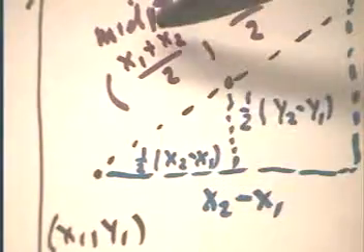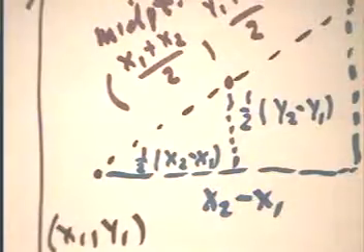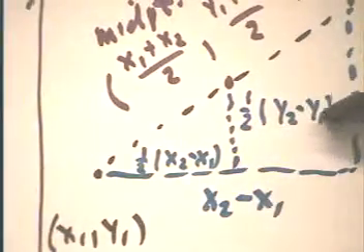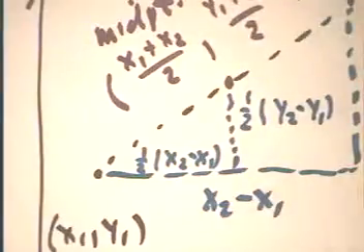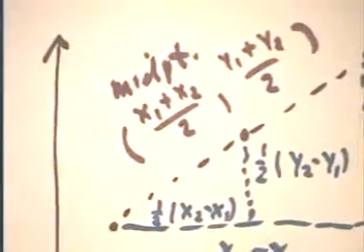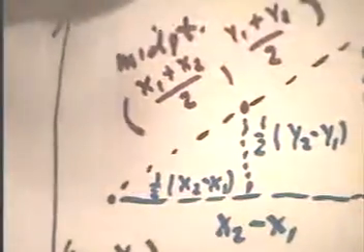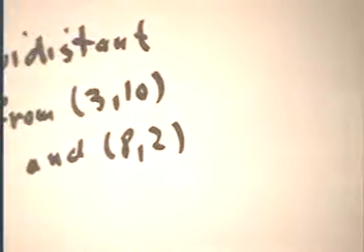If we add x1 and 1/2 of x2 minus x1 and simplify, we do get x1 plus x2 over 2. If we do y1 plus 1/2 of y2 minus y1 and simplify, we get y1 plus y2 over 2. You should probably do that just as an exercise in algebra, and also to convince yourself that these expressions are identical.